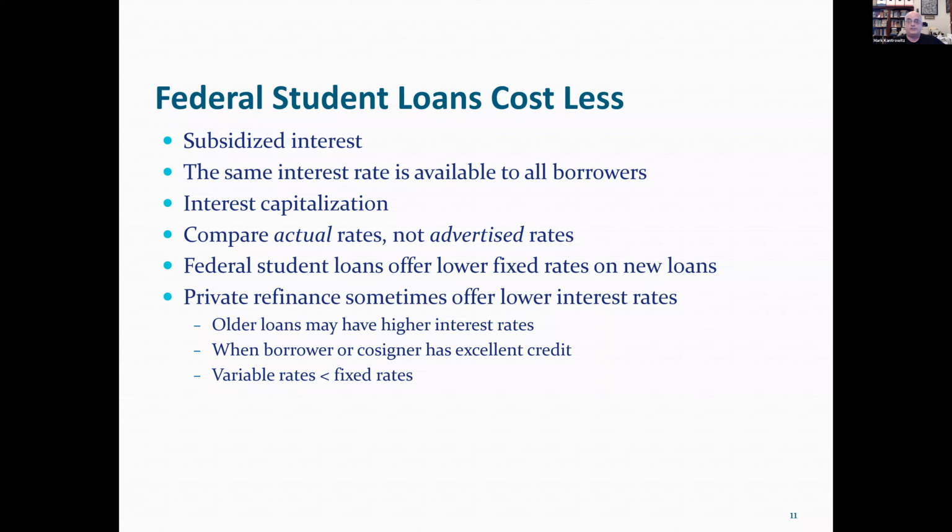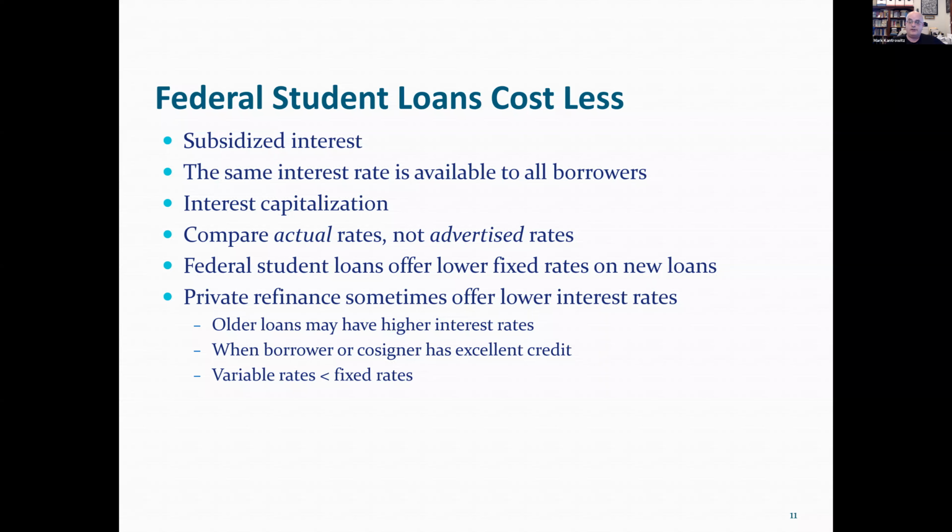There are other scenarios where a borrower may be able to get a lower interest rate, however, on a private refinance. That includes when you have older loans. New interest rates on a private refinance may be lower than the interest rates on older federal loans that were borrowed when interest rates were higher. And interest rates on federal loans several years ago were as high as 8.5%, much higher than the current interest rates on fixed rate private student loans, even the worst fixed rate private student loans.